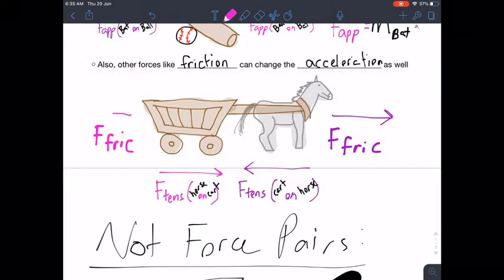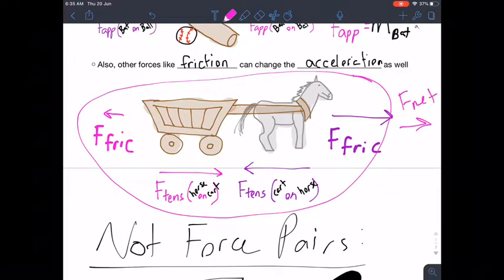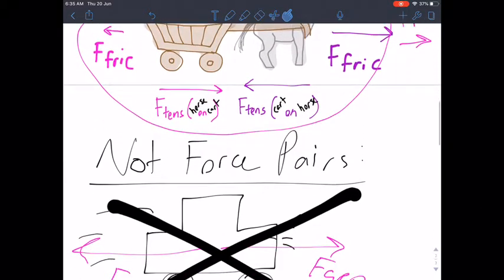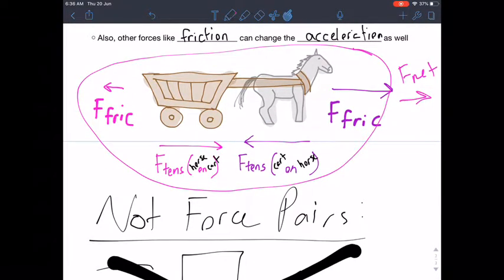And if the force of friction on the cart is equal to the force of friction on the horse, guess what? You're not going anywhere. But the force of friction on the cart is not equal. The cart has wheels, so it's going to have very little friction. And that difference in friction means that the whole system accelerates to the right. Okay, so it's going to have a net force to the right. Not because the force pair is unequal, but because another force is unequal.